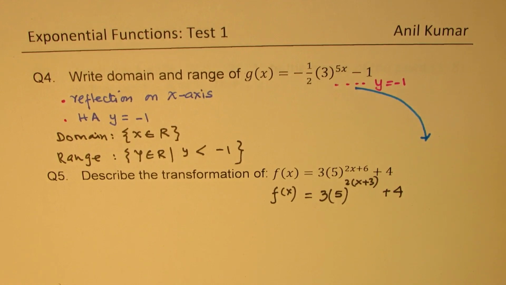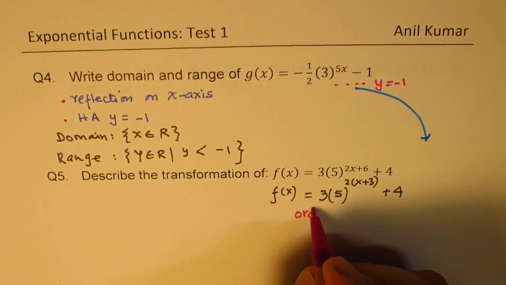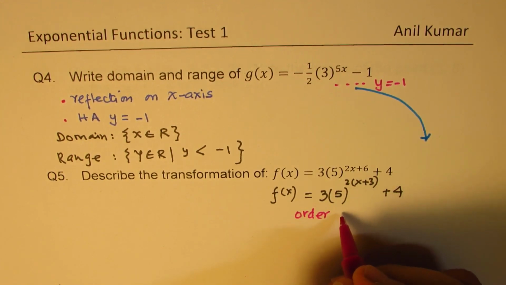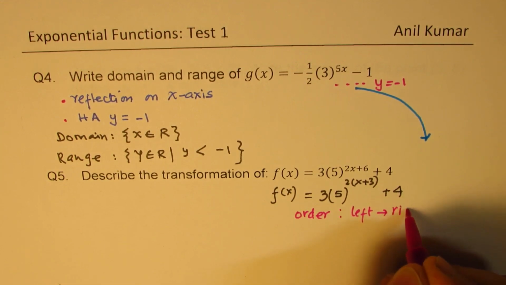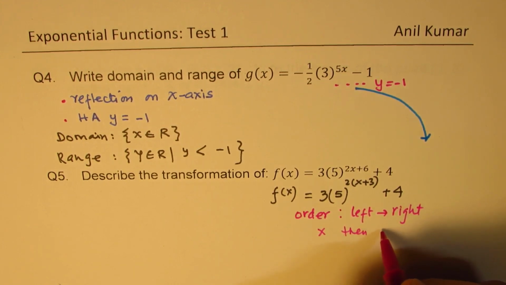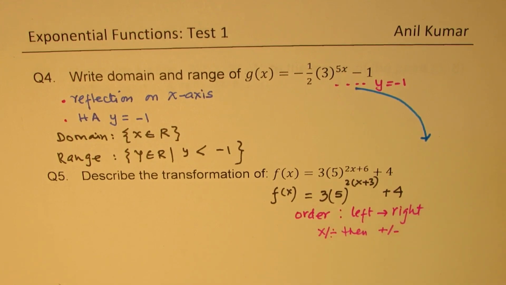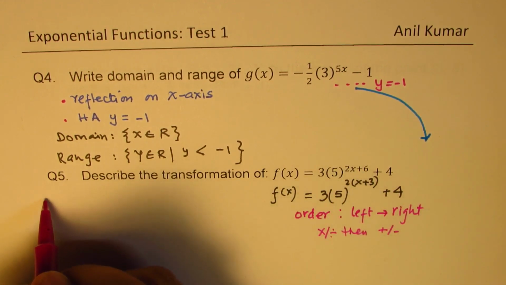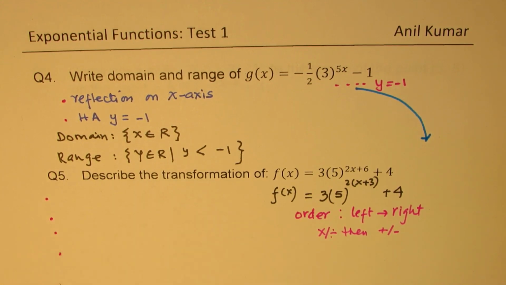And then you should start writing your transformations in order. So what should the order be? The order is from left to right. If you do that, you do multiplication first, then you do plus or minus. So multiplication, division first, that is the order. So let's write down each transformation one by one.